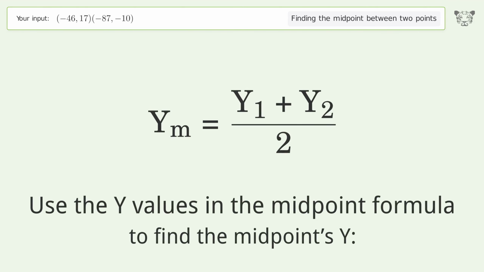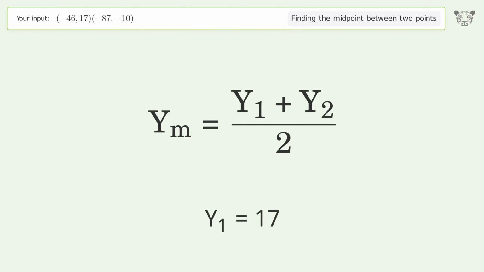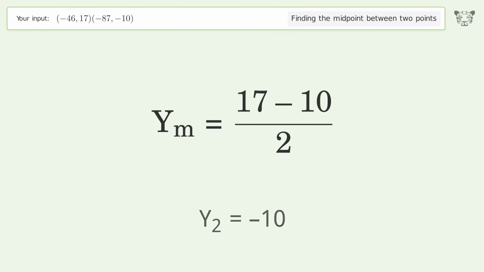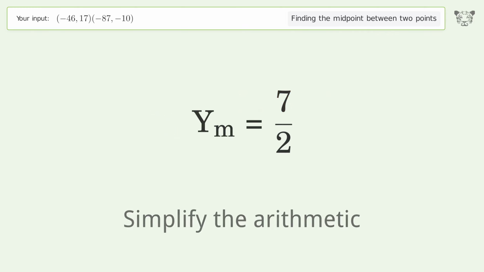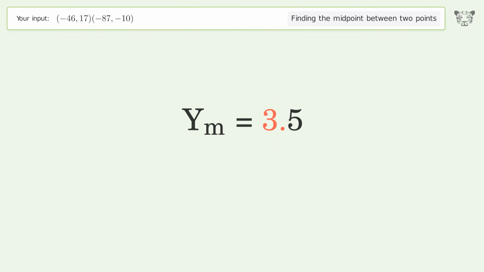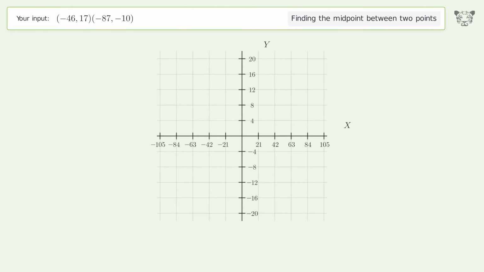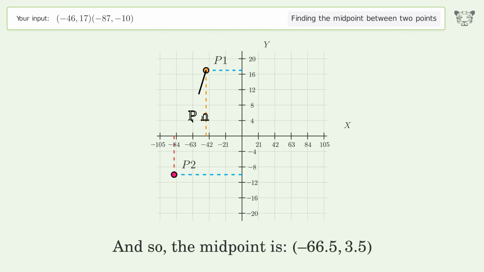Use the y values in the midpoint formula to find the midpoint's y. y1 equals 17. y2 equals negative 10. Simplify the arithmetic. And so, the midpoint is negative 66.5, 3.5.